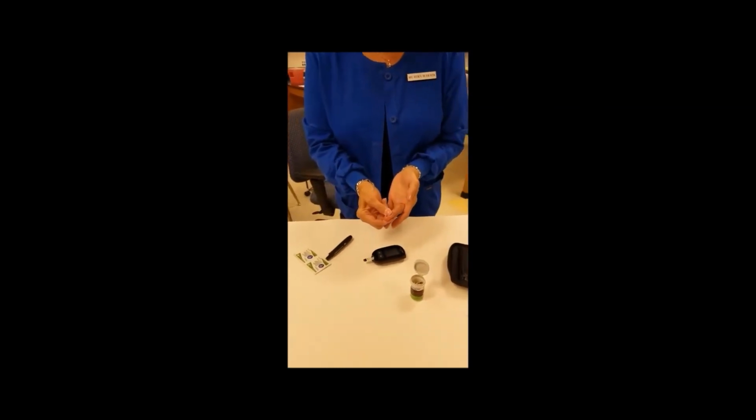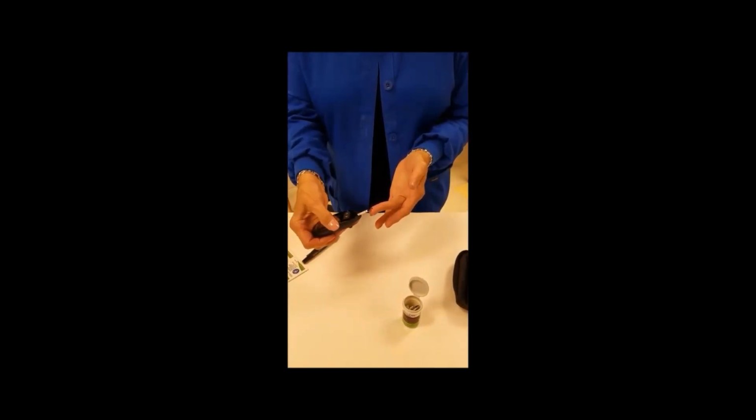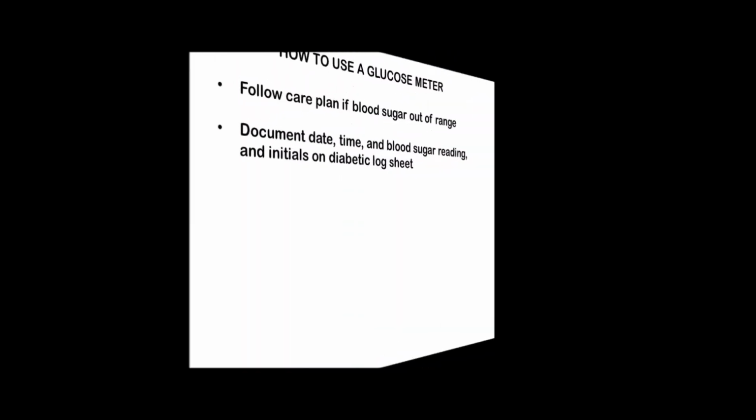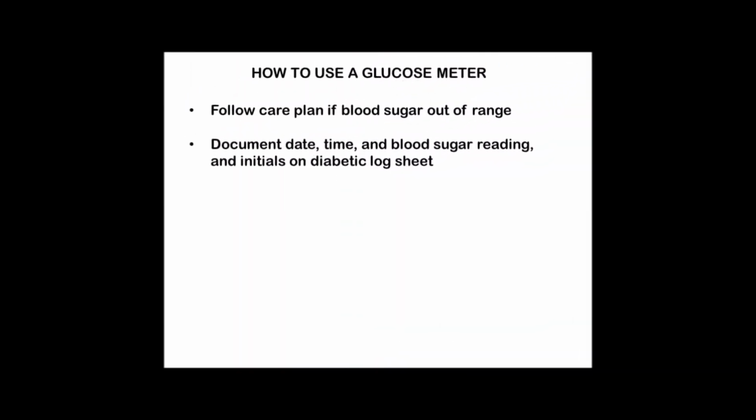Place lancing device against side of finger. Push button on device to release needle. Squeeze finger below puncture to get large drop of blood. Touch test area of strip to drop of blood. Meter will time test and blood sugar number will show on screen. Take gloves off and wash hands. Follow care plan if blood sugar is out of range. Document date, time, and blood sugar reading, and initials on diabetic log sheet.